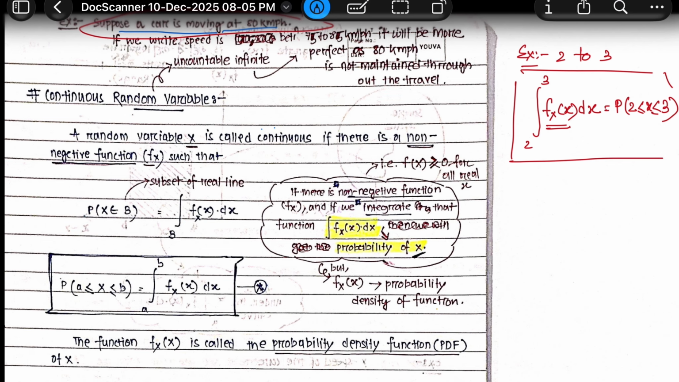So let's deep dive into the definition. A random variable X is called continuous if there is a non-negative function. First read that sentence. I will help you understand the sentence more when we learn about this in the graphical context.